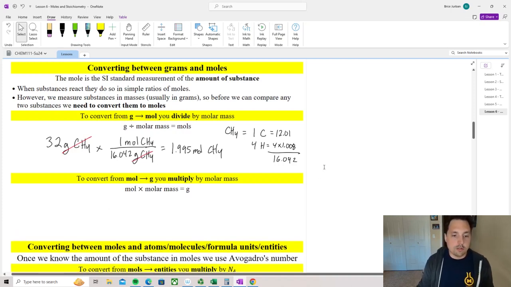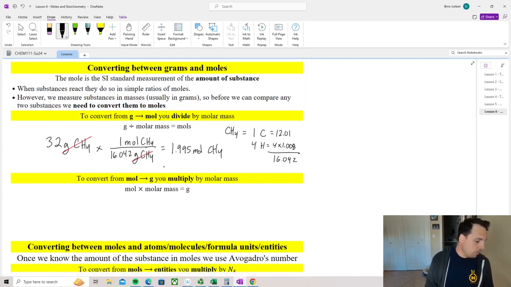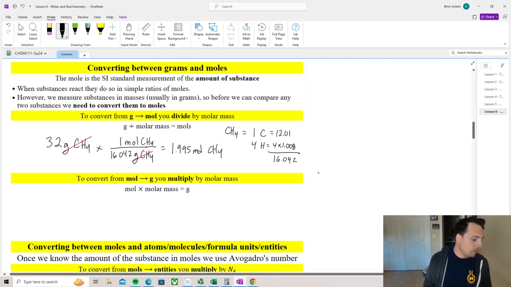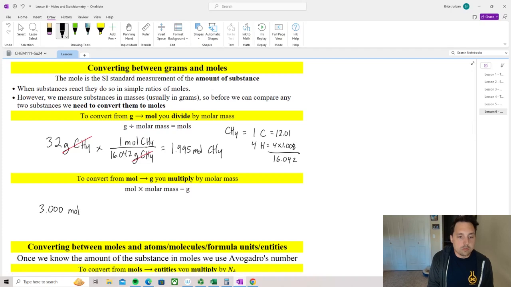Now, if we want to go the reverse direction, we want to calculate the amount of mass that we have from the amount of substance, we can simply multiply through by the molar mass. So let's say in this example we have 3.000 moles of carbon dioxide. All right, so carbon dioxide is CO2. Well, we need to know what the molar mass of CO2 is. So let's calculate that. It's 1 carbon and it's 2 oxygens.